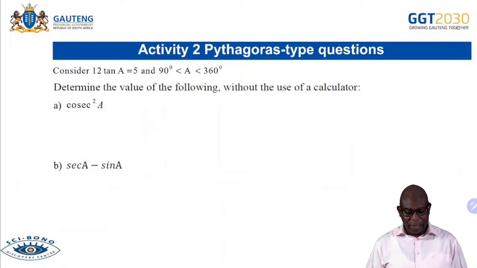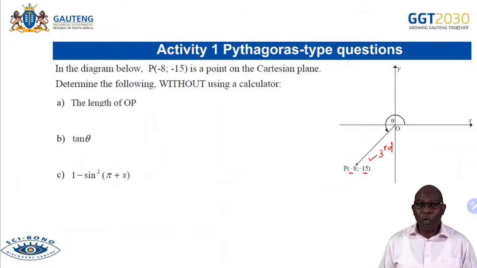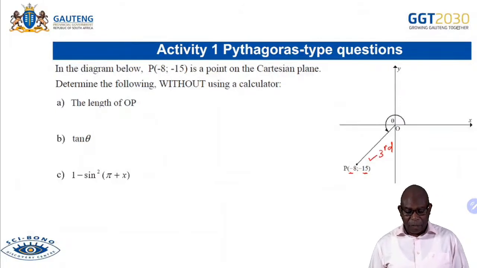So the first question there, sorry, just need to go back there. Right, the first question says determine the length of OP. So the length of OP, O to P, first I like doing this and connecting. I'm always connecting to the x-axis. So I'll have -8 as the value of x, 90 degrees. The value of y is -15.